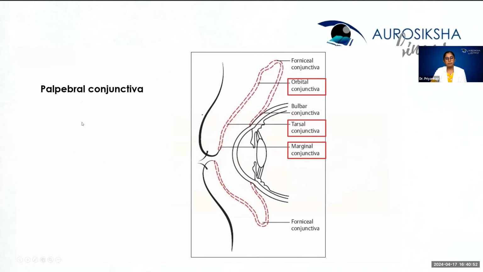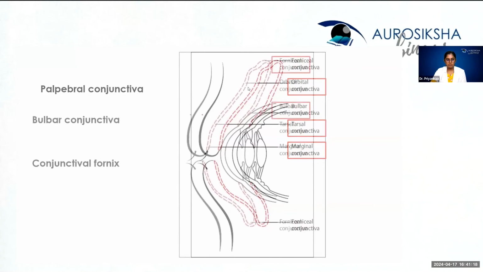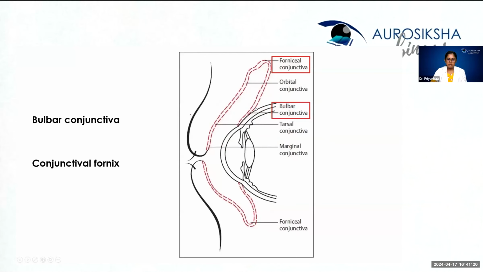To elaborate on the palpebral conjunctiva, which is again divided into 3 parts, as you can see, palpebral conjunctiva is the one which is present on the posterior surface of the eyelid. It has 3 parts, the marginal, tarsal, and orbital conjunctiva. As the name suggests, marginal is the one which is close to the lid margin. The tarsal one is present near the tarsal plate, and orbital conjunctiva is the one which is present near the orbit. And the bulbar conjunctiva is the one which is enclosing the eyeball, and between the two or connecting the two is the fornix or fornicial conjunctiva.